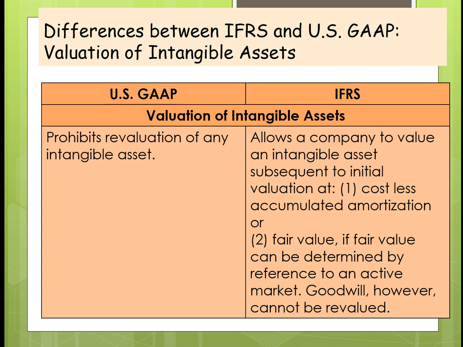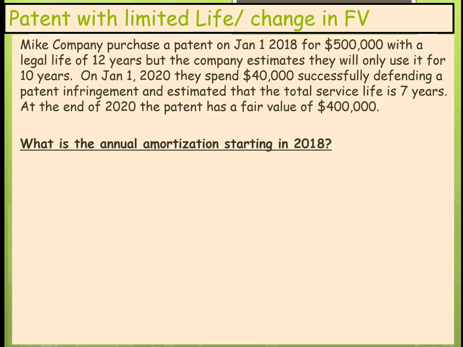So under GAAP, you can't write up an asset. That's our general rule right now. But under the international standard, you can. And it goes to other comprehensive income under the international standard. Now, let's take a look at an example.